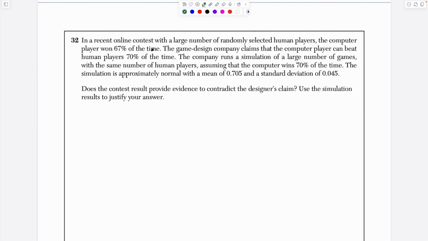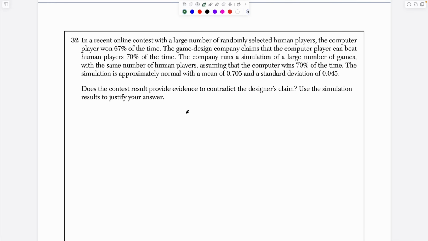Question 32. In a recent online contest with a large number of randomly selected human players, the computer player won 67% of the time. The game design company claims that the computer player can beat human players 70% of the time. The company runs a simulation of a large number of games with the same number of human players, assuming that the computer wins 70% of the time. The simulation is approximately normal with a mean of 0.705 and a standard deviation of 0.045. Does the contest result provide evidence to contradict the designer's claim? Use the simulation results to justify your answer.